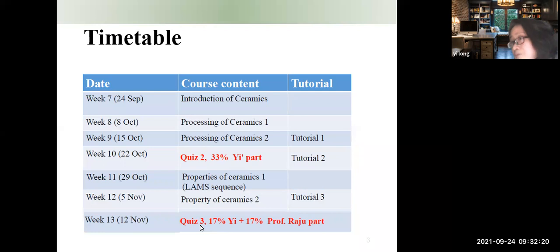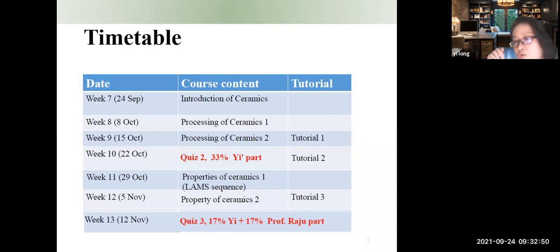Please bear in mind, quiz 3 will also cover half from Prof. Raju's part, so please remember to review his part. I have to emphasize here because every year we have students who MC their CAs. There will always be a makeup, so there's no way to run away from any CA. You must have marks for CA.